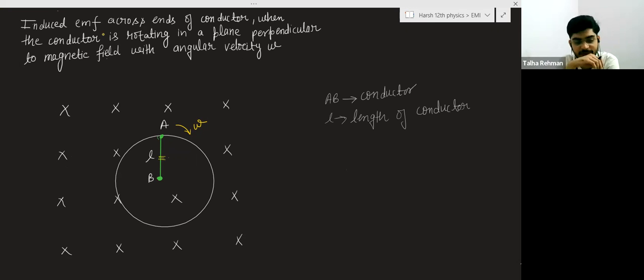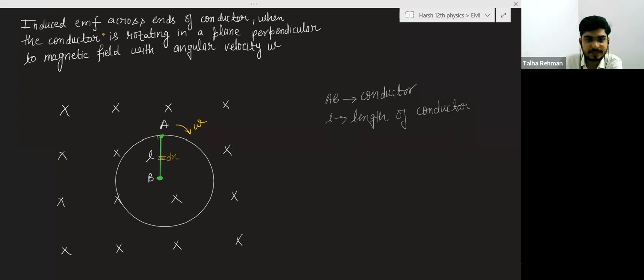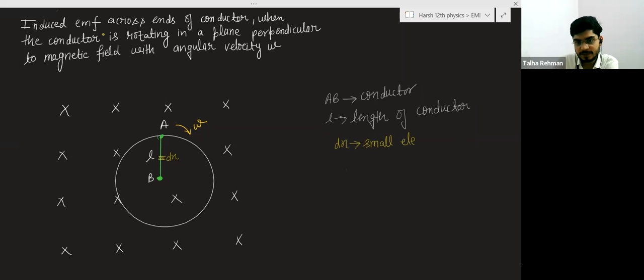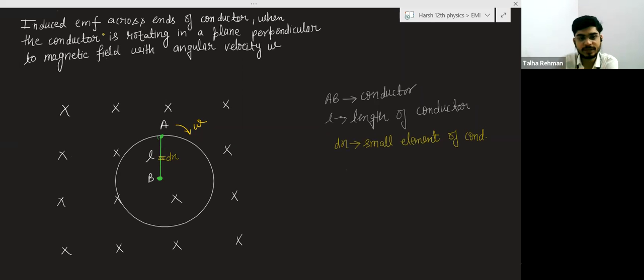The length of this element is dx. dx is a very small length of element of wire, a small element of conductor, and this is at a distance x from the axis of rotation. What is B? B is a point from where the axis of rotation is passing.